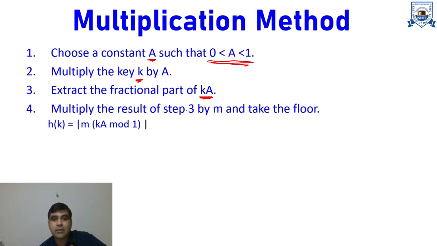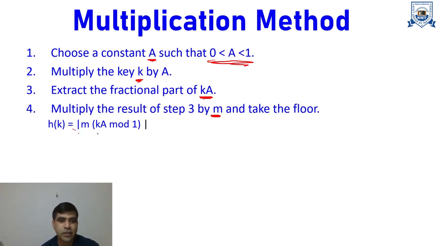And then this fractional part will be multiplied by m. M is the size of the table, and whatever you get, you take the floor value of that. That will be the actual index in the hash table where you are going to store that k.